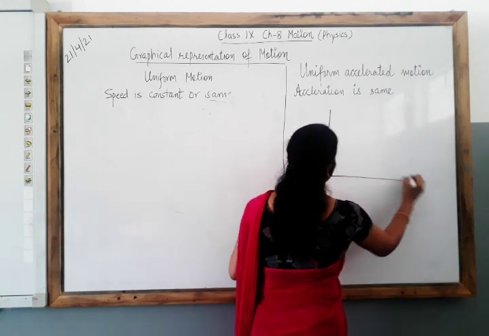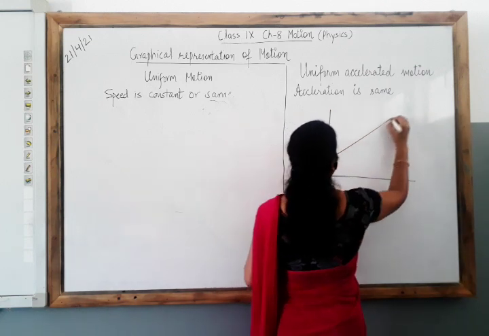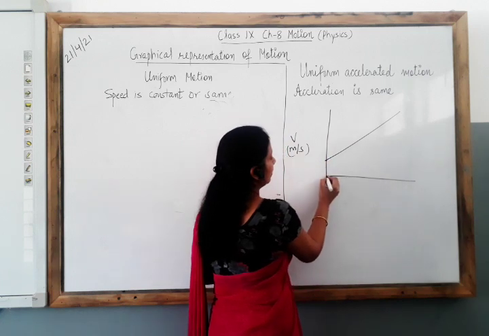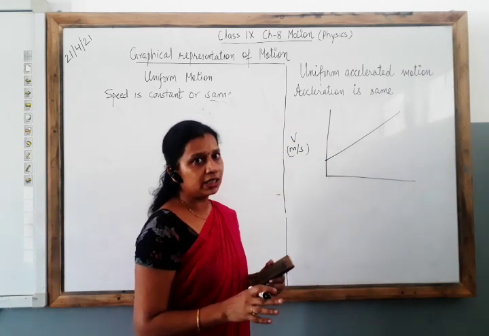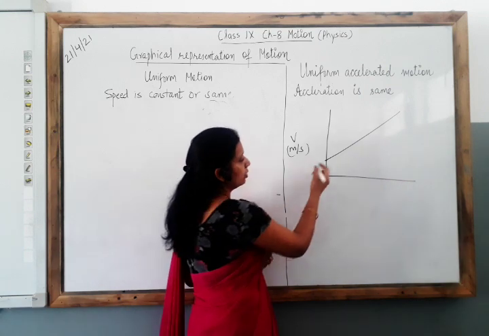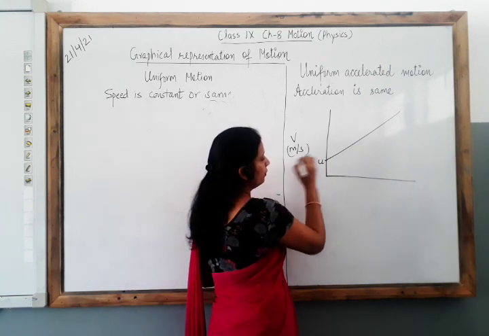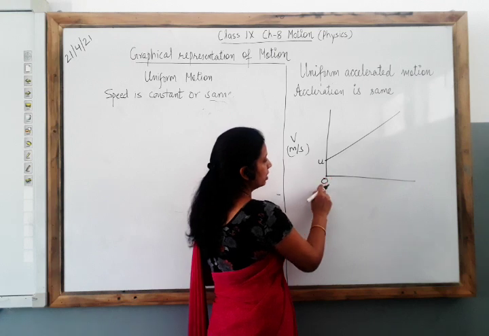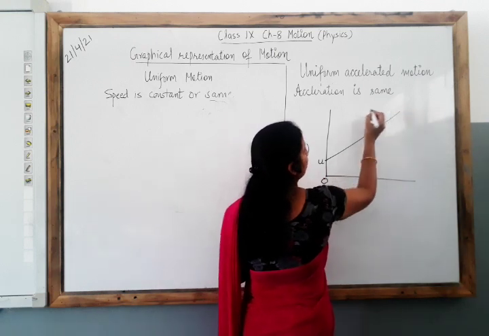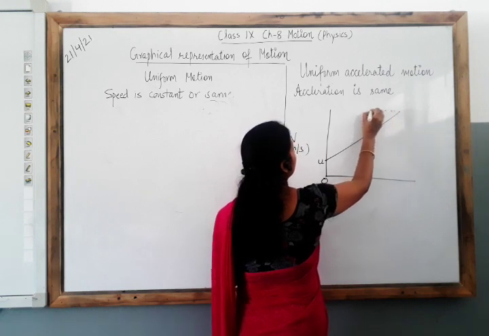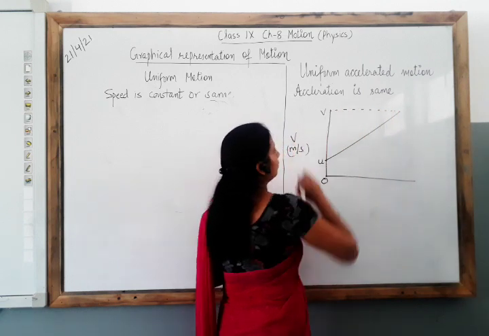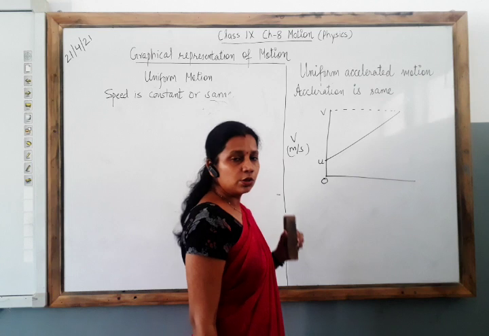So let's say an object is starting from this point. So this is some initial velocity. If I start from here, that means initial velocity is 0. That also you can take. But for better understanding, I am telling you this. Let's say this is the initial velocity of the object, u. This is my origin 0. And then it reaches here, its final velocity, let's say, v.